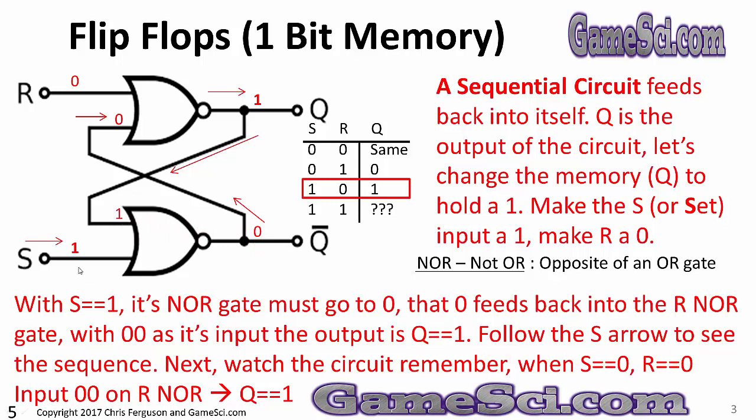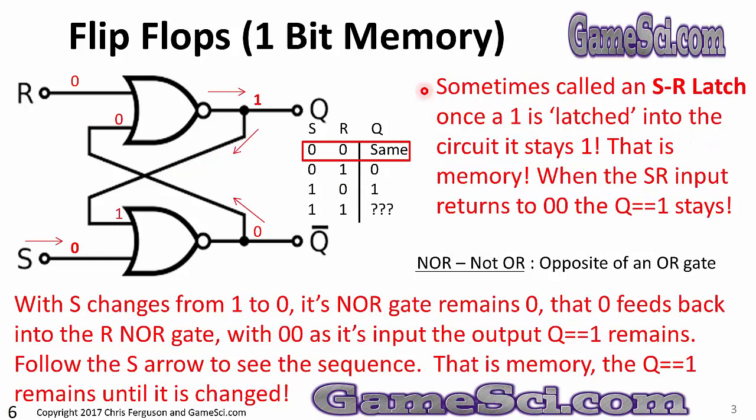One more time. If this is a 1, I guarantee you the OR would produce a 1 and the NOR would produce a 0. That 0 would feed into here, making the OR a 0 but the NOR a 1. Next, watch the circuit. Remember, when S returns to 0 and R returns to 0, with an input of 0, 0 on R, the NOR gate will maintain the value of Q equal to 1.